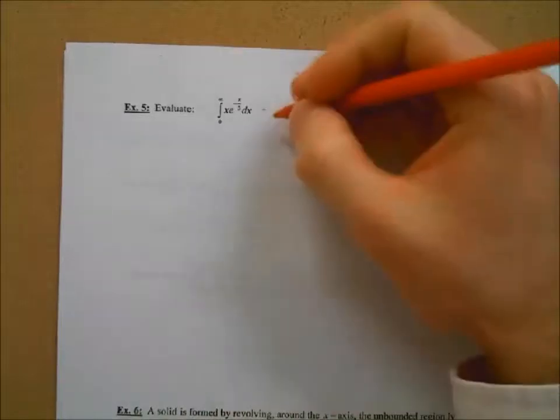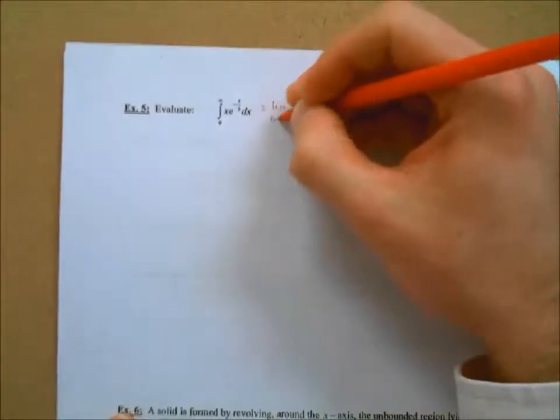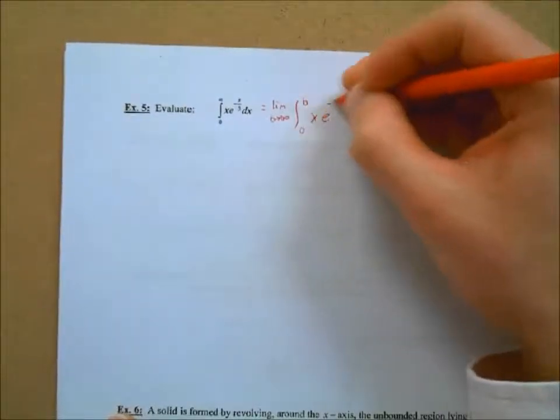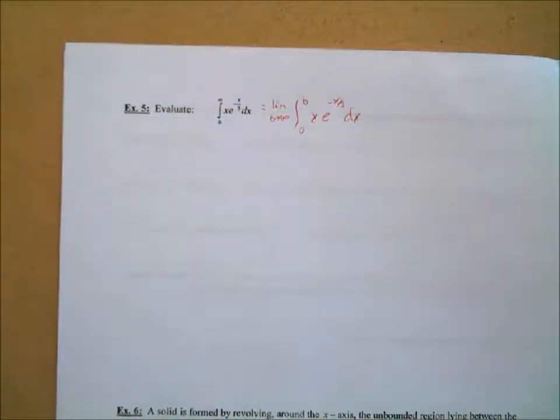Okay. Well, let's take a look at it here. Okay. So we have an improper integral again, right? We're going to let the limit as b approaches infinity from 0 to b of x e to the negative x over 3 dx. Or negative 1/3 x if you like.